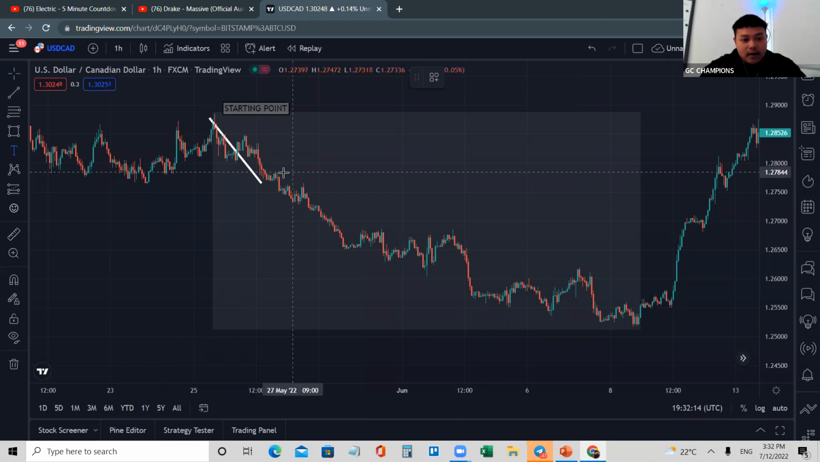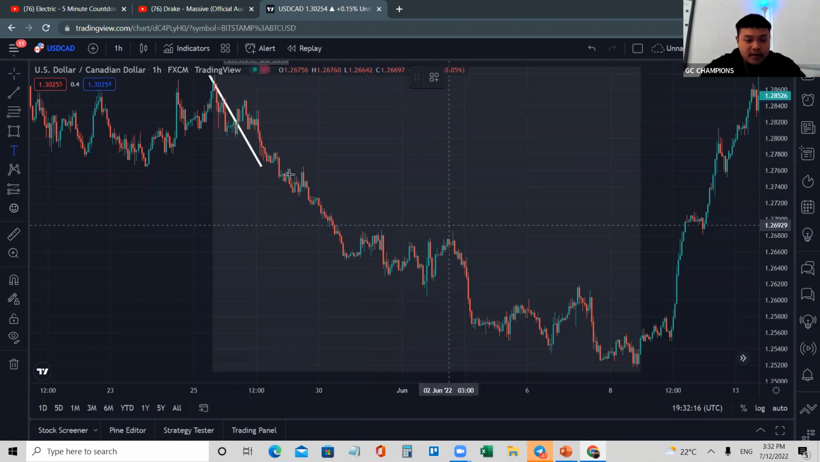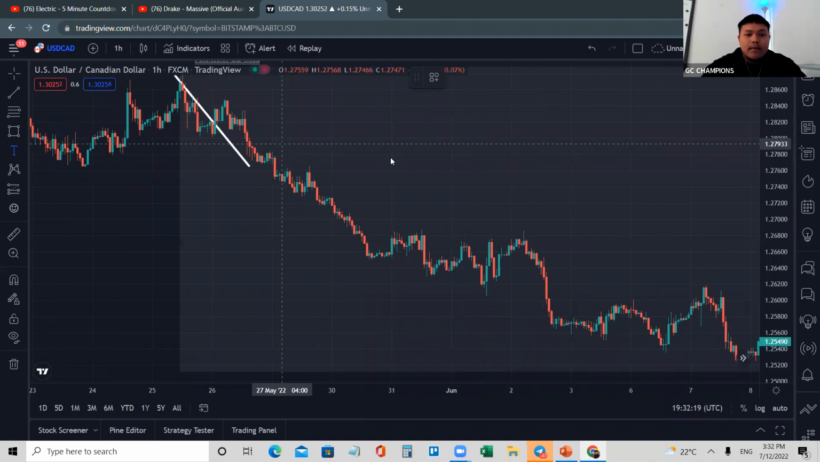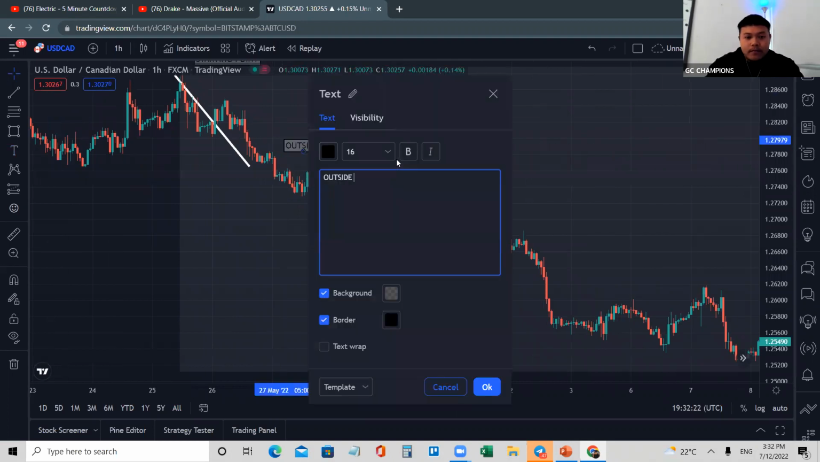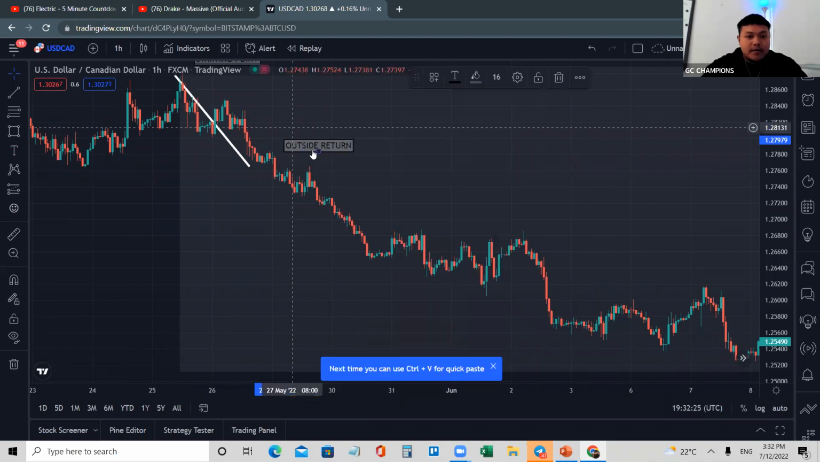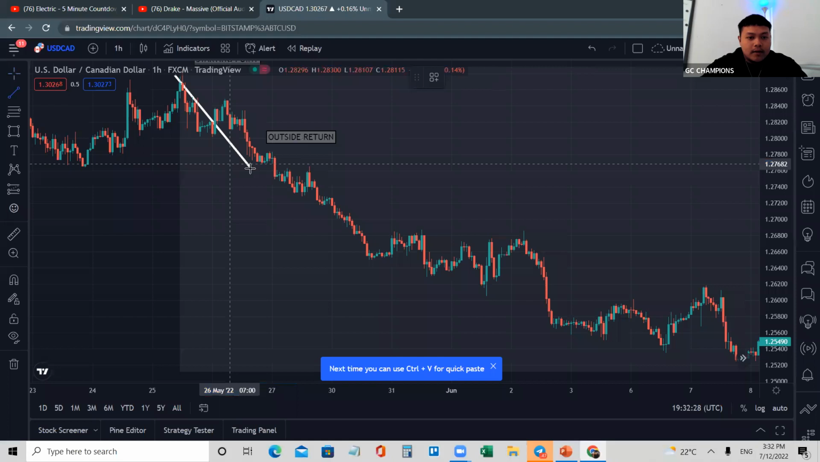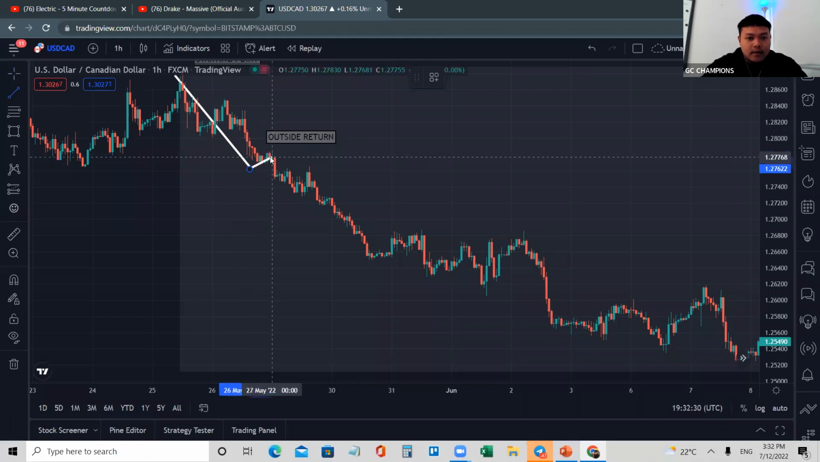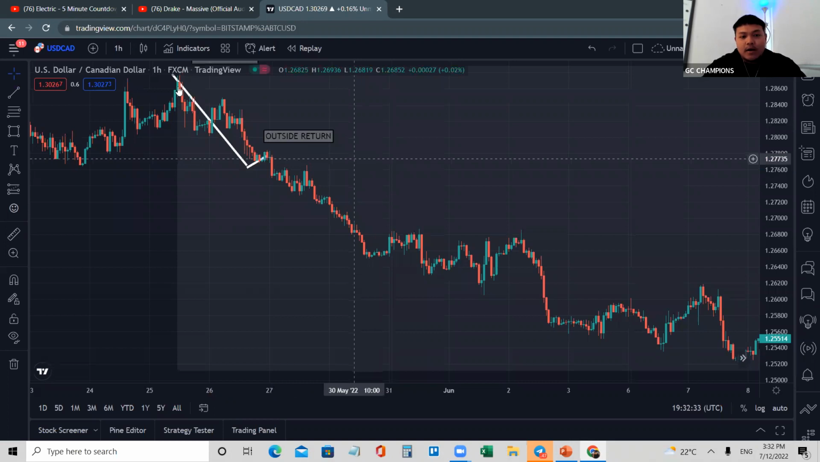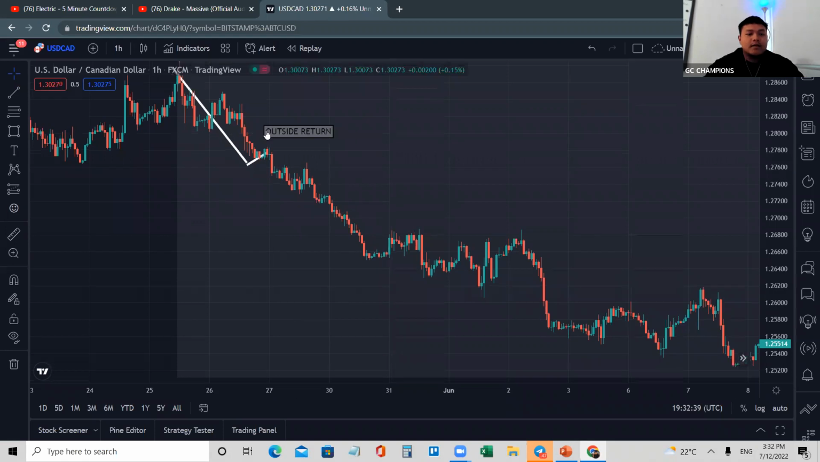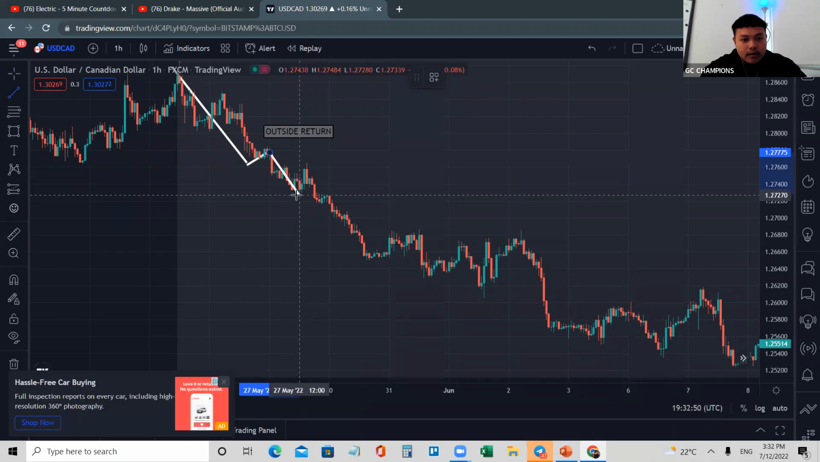And then eventually it cooled off a bit on this specific part of the market. Now that becomes our first outside return. Right here, outside return, that little outside return that it did. And then from there, that becomes our first movement on the downtrend, the lower highs and the lower lows. After that outside return, it eventually broke again, doing another downward movement, breaking that specific area.